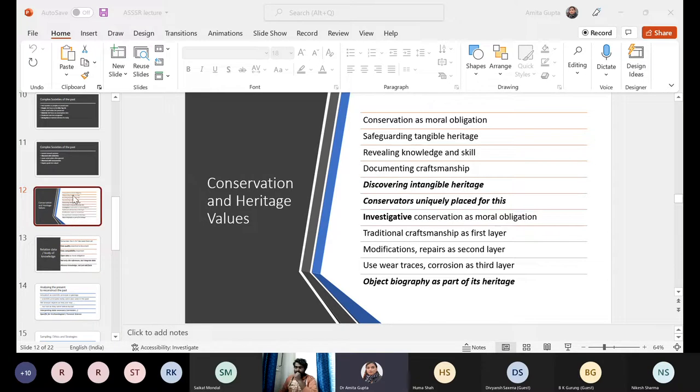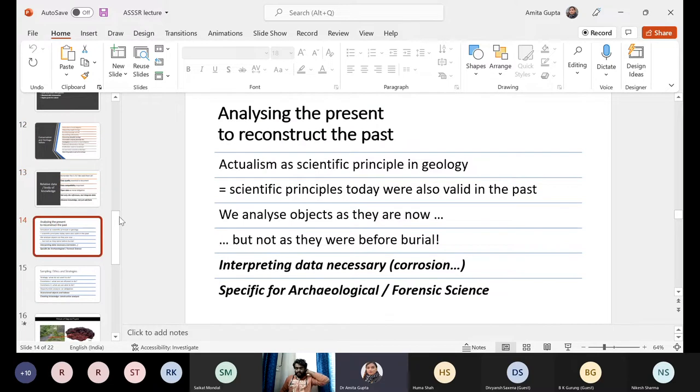So I'm going to give you some examples from my own studies as well. That's what I was telling you: you need to understand how to analyze the past and how you can reconstruct the past. And actualism is a scientific principle in geology and in scientific practice today. It was also valid in the past, because we use scientific technologies and analyze the objects as they are now, okay?